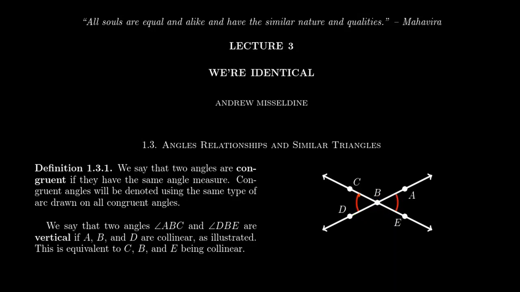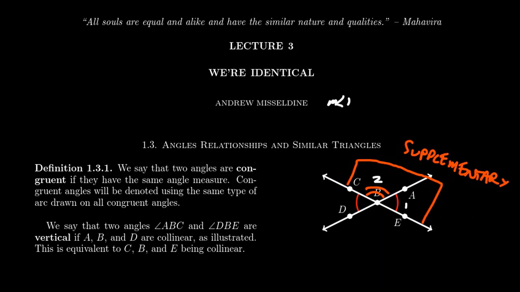So I claim that these two angles here in red are vertical, and that vertical angles are congruent to each other. Why is that? Well, notice that you have angle ABE right here, and you have angle ABC. These two angles are not necessarily congruent to each other. It looks like ABC is bigger than ABE, but these two angles put together are in fact supplementary angles. So if we call this one angle 1 and this angle 2, then the measure of angle 1 plus the measure of angle 2 adds up to 180 degrees because they are supplementary.